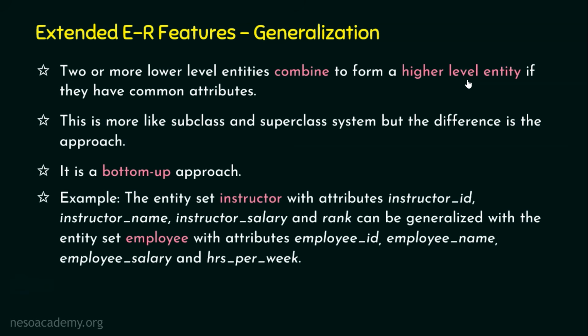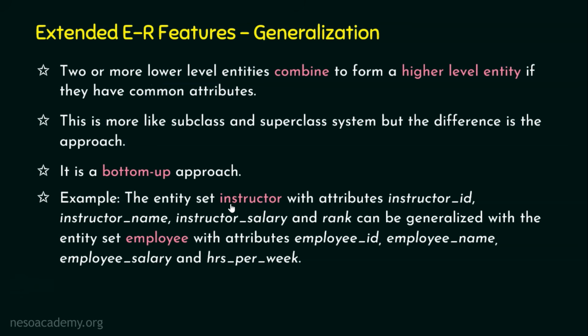I'll give you an example. Let's say the entity set instructor has the attributes instructor ID, instructor name, instructor salary, and rank. These are the four attributes of the instructor entity. And these can be generalized with another entity, employee, with the attributes employee ID, employee name, employee salary, and hours per week. What I mean to say here is, an instructor is also a person, an employee is also a person. If you consider person as the higher level entity or the superclass, let's assume the subclasses are instructor and employee. Now what we are doing here is grouping things between the sub-level entities or the lower level entities.